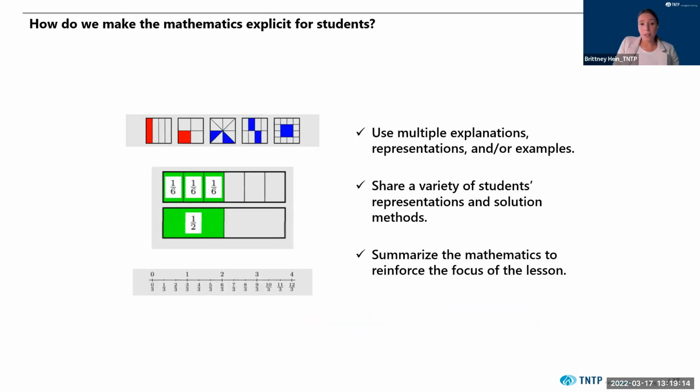So here's a few other ways to make math explicit. We can use multiple explanations, representations, and/or examples. We can have students share a variety of students' representation and solution methods. And we can also summarize the mathematics to reinforce the focus of the lesson. For example, if I ask a student to represent 3/4, one student might do so with fraction tiles, another might do so with a picture, and another student might do so with a number line. The reason we want to strategically share multiple representations for students and solution methods is to support students with becoming flexible mathematicians. There are multiple ways to solve and represent problems.